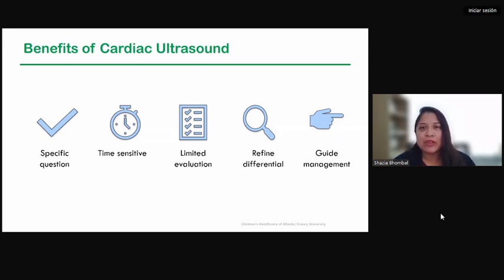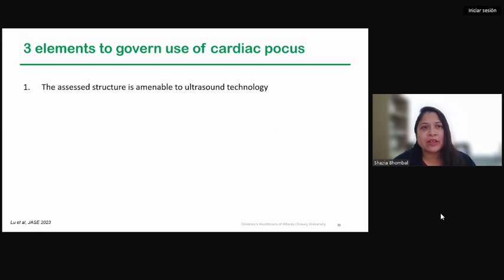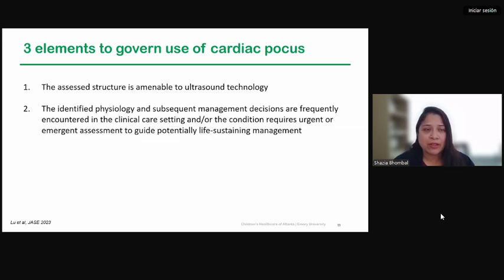And when you're thinking about three elements that can govern the use of cardiac POCUS, you want to know, is the assessed structure amenable to ultrasound technology? So can you put a probe on and get information, because ultrasound beams can address this?